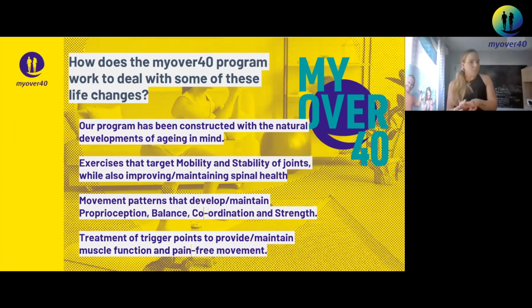Okay, so the My Over 40 program, how does it work to deal with some of the life changes? In our course, we go through those life changes. We have a good bit of information on the changing body, the aging body, and the immobile body, basically. So the program has been constructed with natural development of aging in mind. Exercises that target mobility, stability of joints, and improve or maintain spinal health. So something you don't think of when you're thinking of joint movements. Your spine is very important, and it's affected by those things.